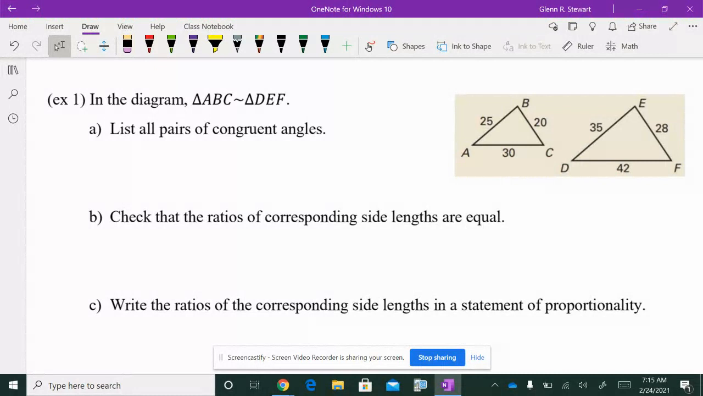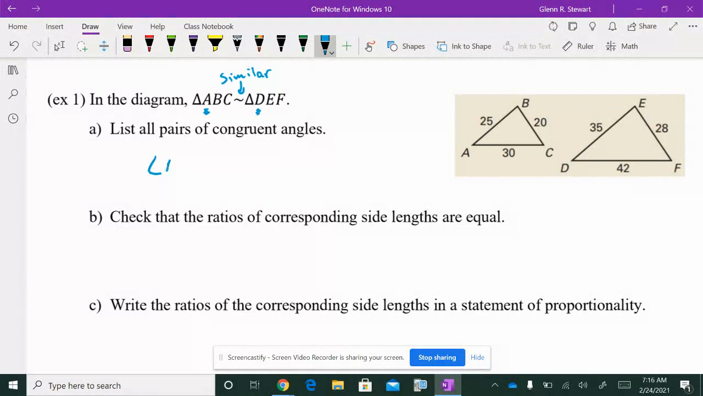Example number 1: in the diagram, triangle ABC is similar, okay, that little mark right here means similar, to triangle DEF. List all pairs of congruent angles. First thing that we want to look at here is what necessarily will match up. The way to determine that is based on what is said in our similarity statement.